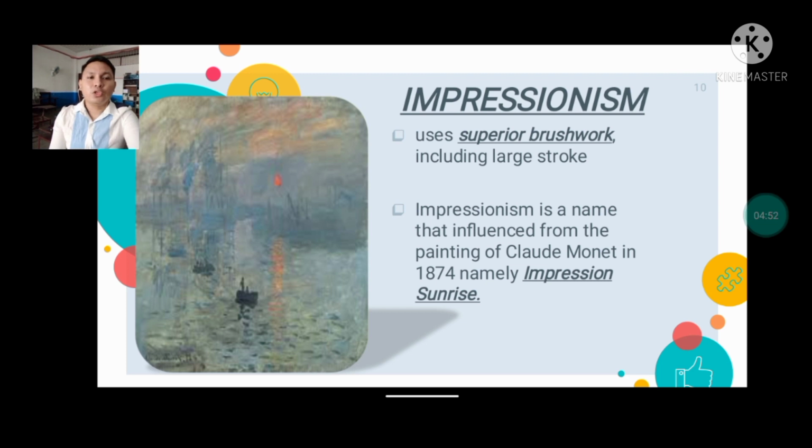Impressionism uses superior brushworks including large strokes. Impressionism is a name that was influenced from the painting of Claude Monet in 1874, namely Impression, Sunrise. So as you can see on the given pictures, ang pinaka-main instrument or materials na ginamit po sa kanilang painting is the kind of brush. But this time, gumagamit po sila ng malalaki or superior brush works o mga large style of strokes.